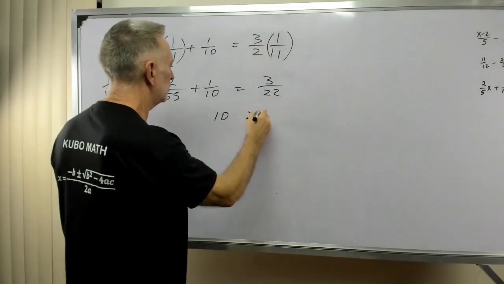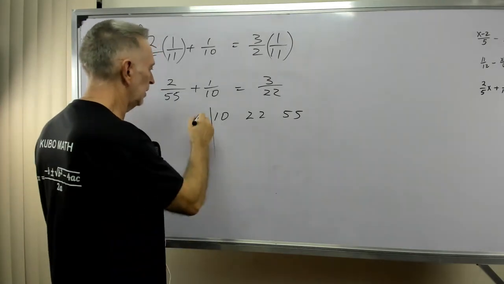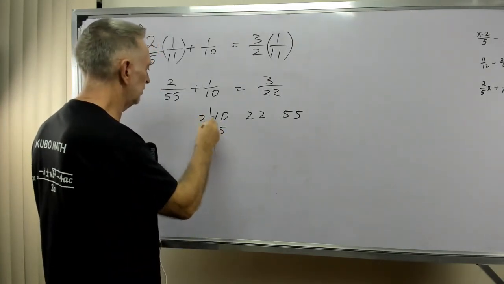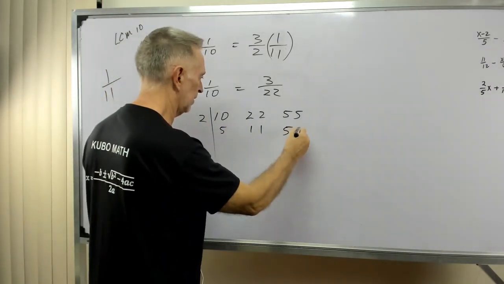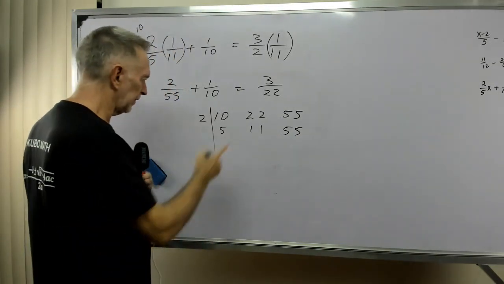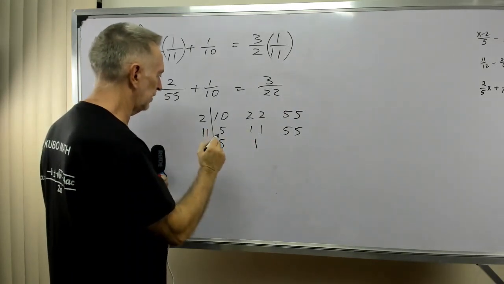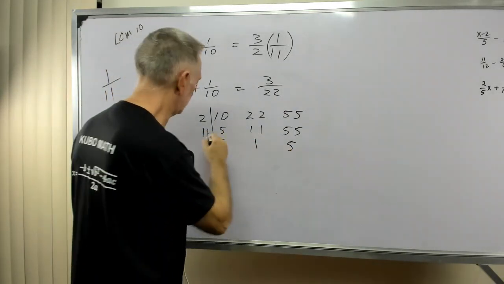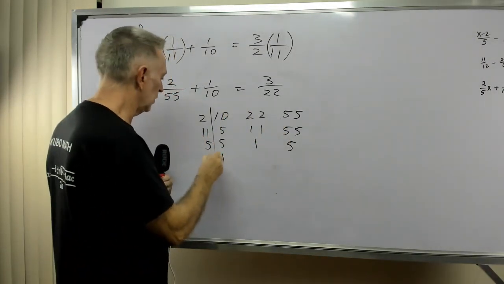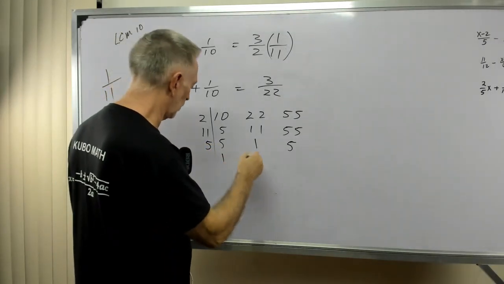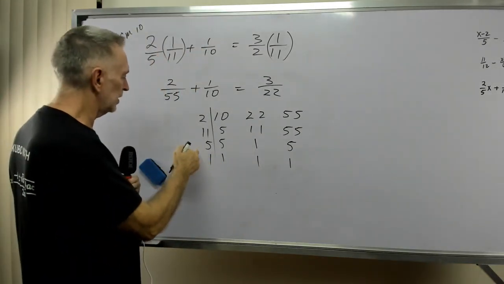So I need to get a common denominator. I have a tool to do that. 10, 22, 55. Well, all right, let me go with 2. 5 times 2 is 10. 11 times 2 is 22. Bring down the 55. I think I'm going to work with the 11 right now. Bring down the 5. 1 times 11 is 11. 5 times 11 is 55. Now I'll work with the 5. 1 times 5 is 5. Bring the 1 down. 1 times 5 is 5. Bring the 1 over.